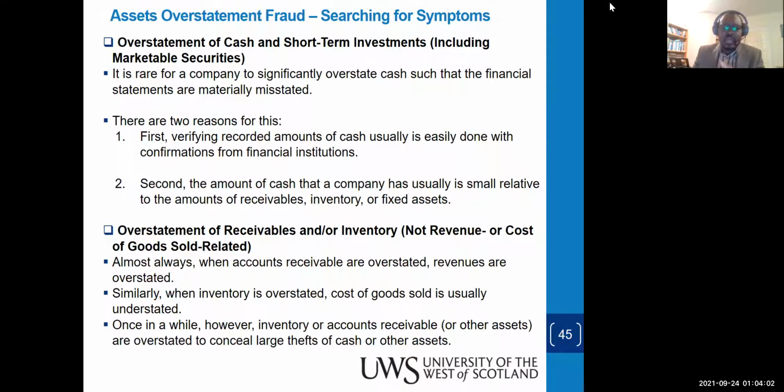Again, what about overstatement of the receivables and inventory? Almost always, when accounts receivables are overstated, it means revenue is also affected. We've also overstated revenue. Remember, revenue works mostly on accrual basis. So what will happen is that when inventory is overstated, cost of goods sold will be understated. Then we'll be reporting higher profits. So we should be careful when this is happening. We need to look at the corresponding revenue. Is it jiving? The same as what has been overstated in receivables.